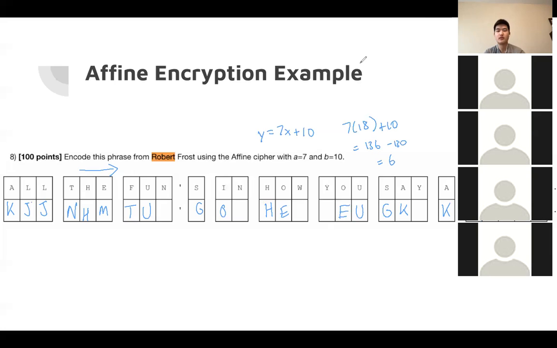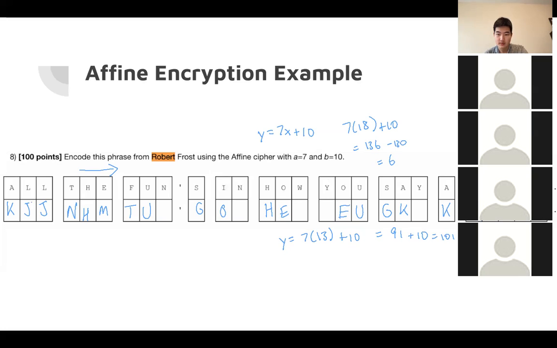Wait, okay, yeah. N equals C or D. So 10101. Hold on. Wait, I don't think so. Because if N is 13, right? So if we plug in 13, that gets 91 plus 10, which is 101.